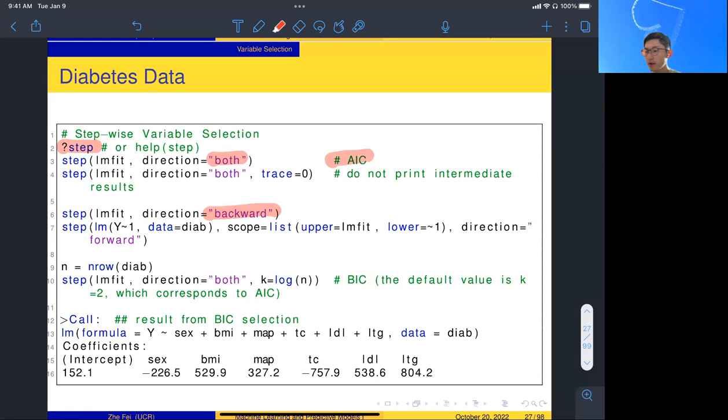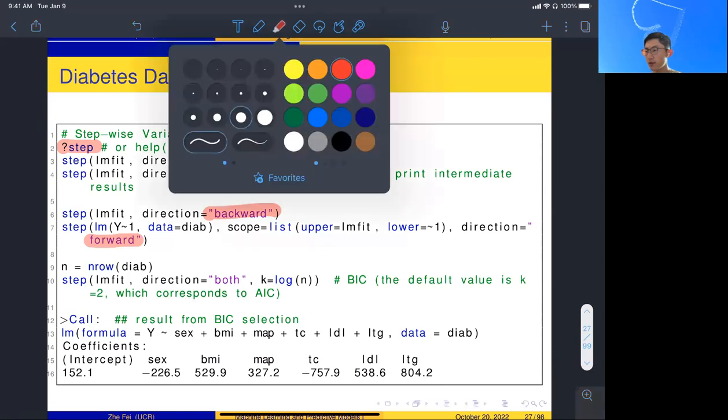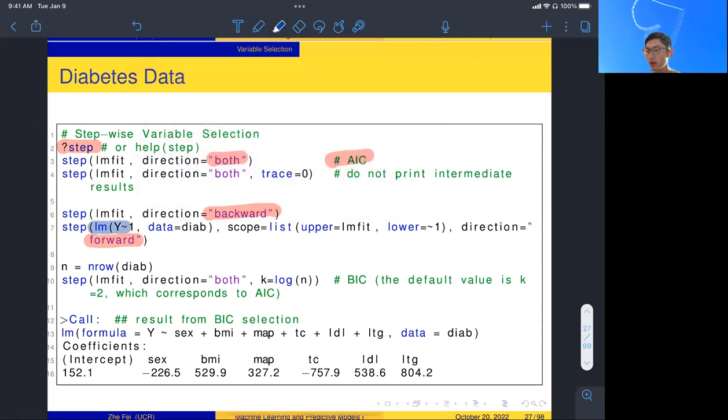And so here's the illustration for the forward selection, right? Because for forward selection, we start with the null model, which is, let's use a different color, this model. So this is the null model.